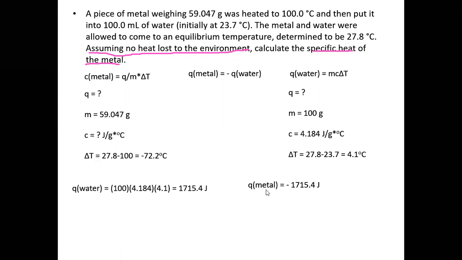So now that we have the Q of metal, we can put it into the equation and solve for the specific heat. Notice that the two negative signs cancel out. And your specific heat should never be negative.